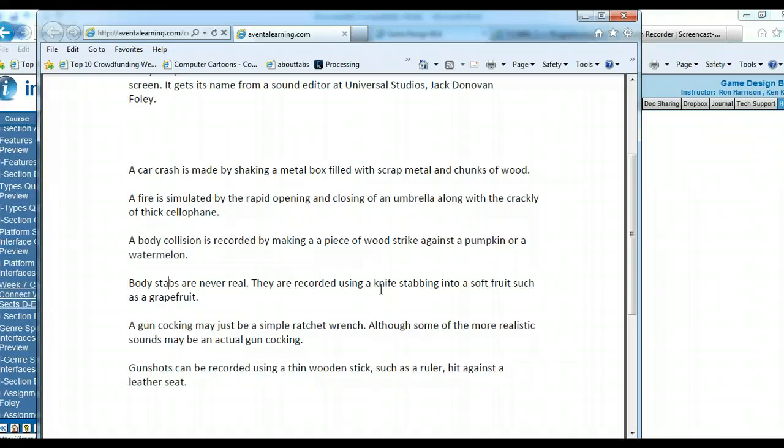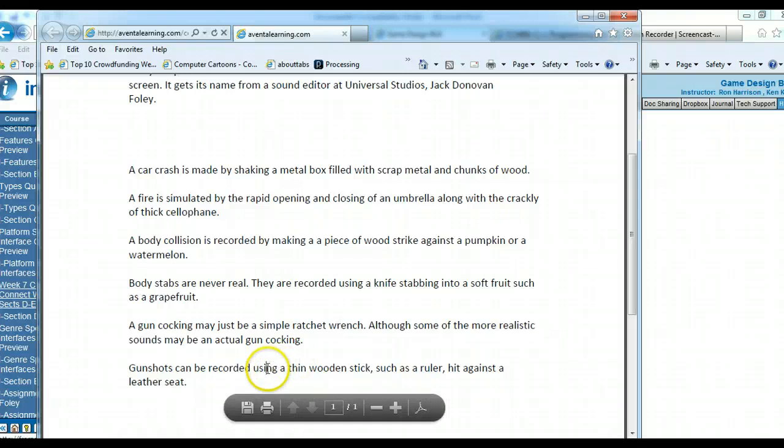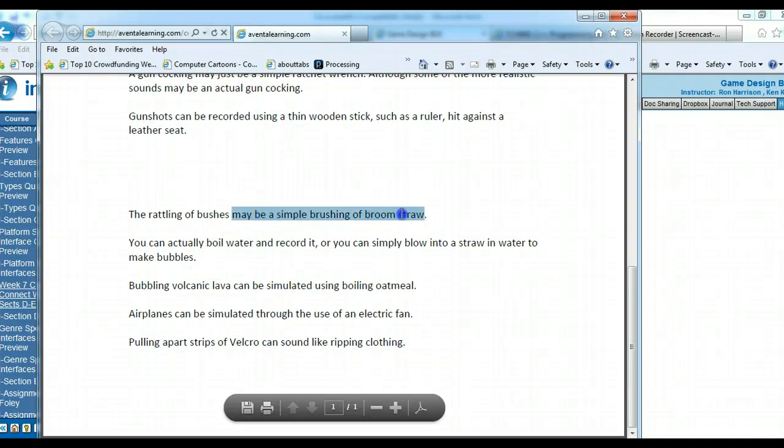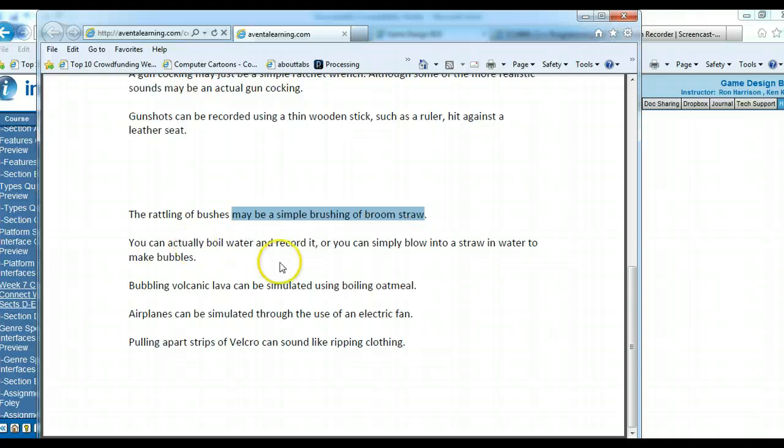Now you're going to make some sound effects, and here are just some examples. But if you use a knife and stab a grapefruit, please be very careful in doing that. A gun might be like a ratchet wrench, like your dad or mom might have. You click that ratchet wrench one time and it could be like the cocking of a gun. Gunshots would be using a thin wooden stick like a ruler hit against a leather seat or the bottom of a shoe. Rattling bushes could be straw from a broom. Water boiling, or if you blow straw into water, it could be like boiling water.